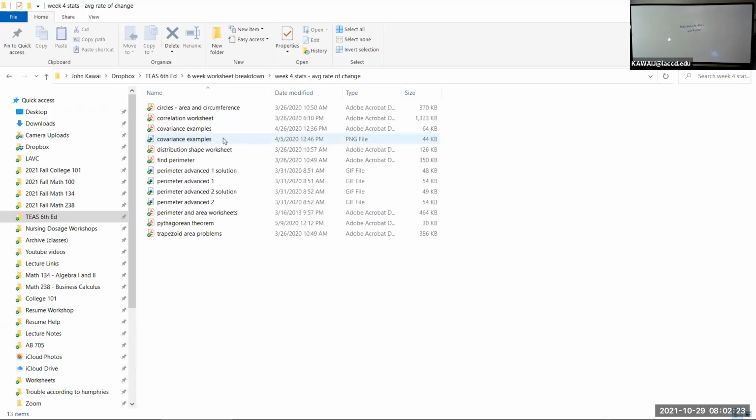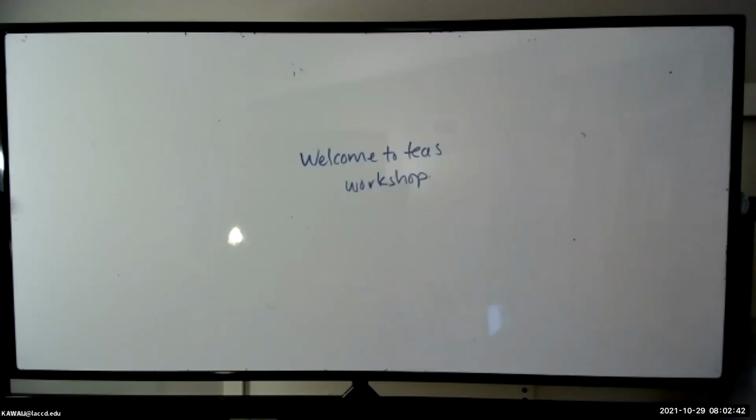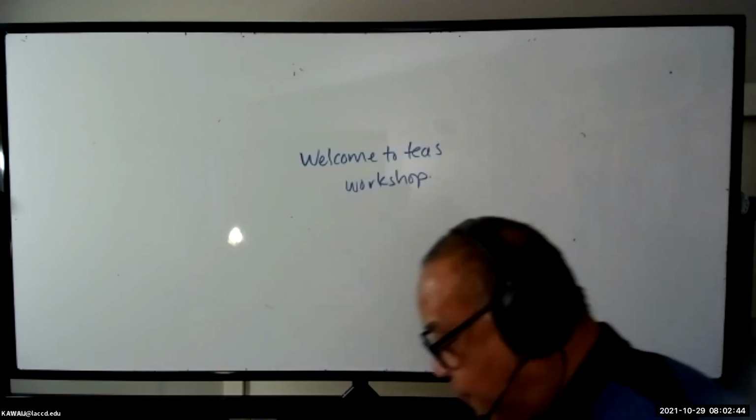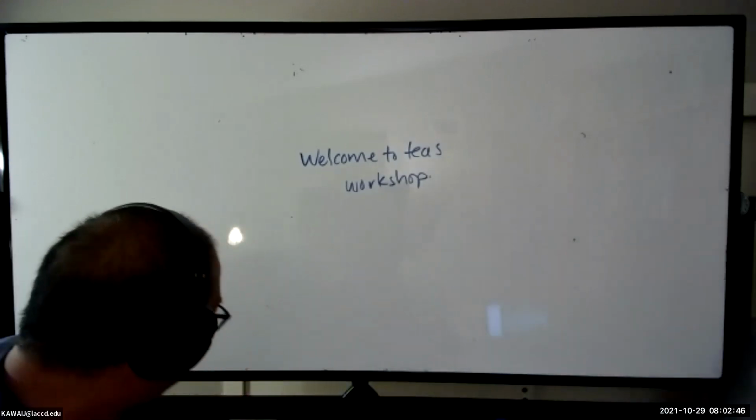We're on the fourth week. So what we're going to start with is perimeter and area, and then we're going to look at basic shapes, and then we're going to look at composite shapes. Okay. Now, let's talk about the difference between area and perimeter.